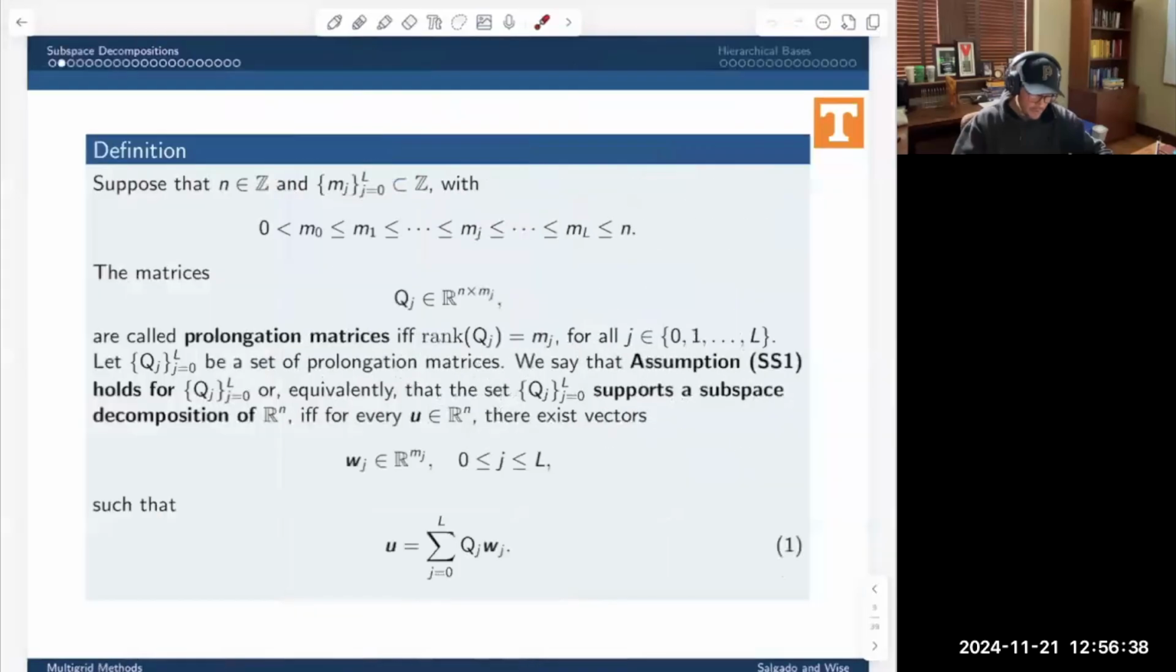Last time we described what we meant by assumption SS1. So we constructed a set of prolongation matrices, and we said that those prolongation matrices supported a subspace decomposition of Rn if any U in Rn can be written as a sum which looks like this, where these Wj's are appropriately chosen. So the idea is these Wj's are chosen based on our selection of U. So you give me a U and I can give you at least one set of Wj's so that this happens. If that is the case, then we say that these prolongation matrices support a subspace decomposition of Rn.